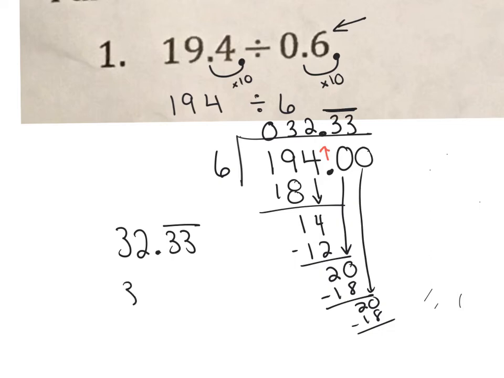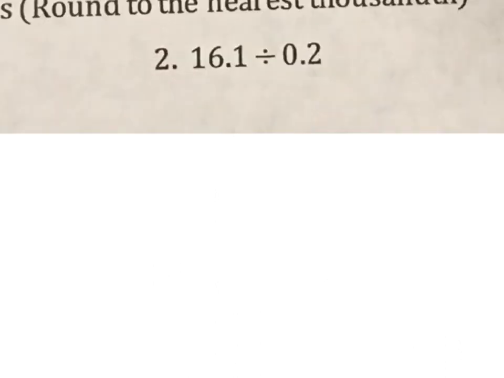Or you can write this as 32.33 and put the little dots to tell me it continues. Now let's take a look at number 2. Once again, we're looking at the divisor to tell us how many times to move the decimal. So for this one, I'm going to move it once.